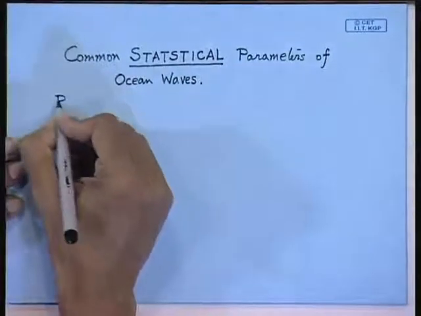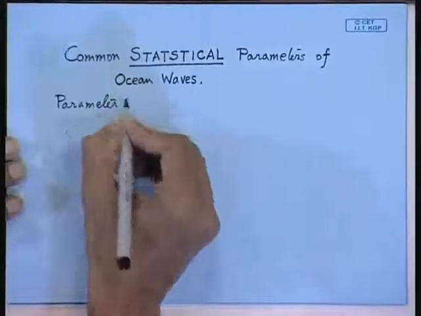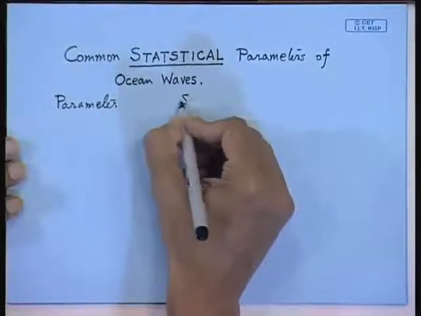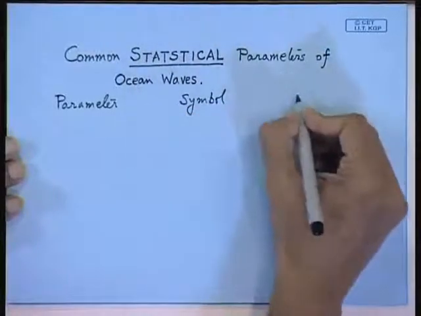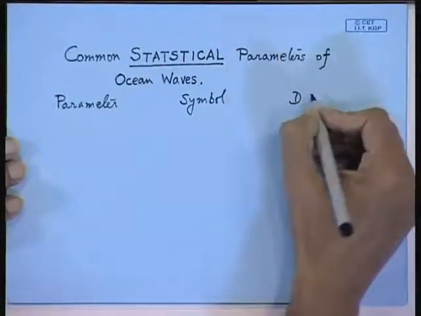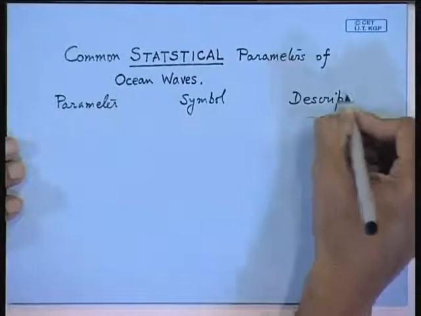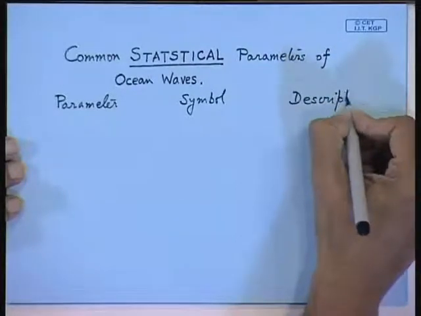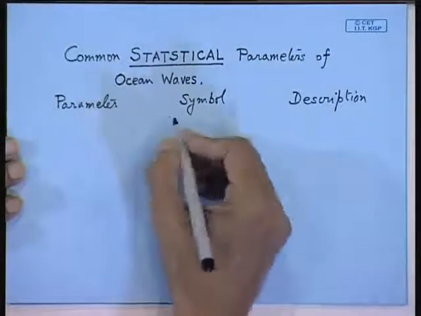So, here you write parameter, then symbol and description, because often we will come across notations for these parameters, especially you will find in the spectra definitions. So, you may not be knowing.